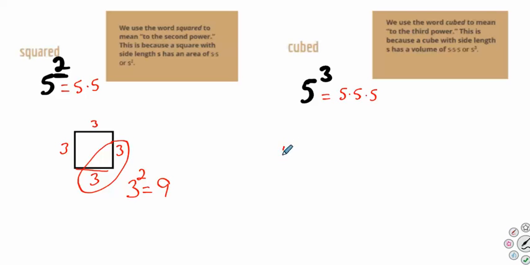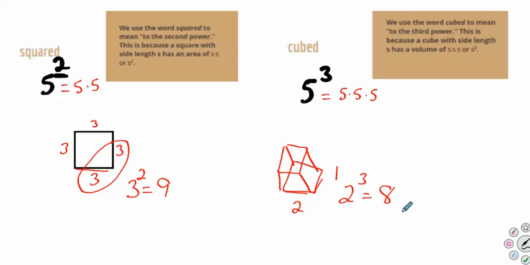Now, if I had a cube, let's see if I can draw it. If I have a cube, whoa, look at that beautiful cube, okay? Let's say I tell you the length of this cube is 2. So if I were going to find the volume of this cube, it would be 2 to the third power, because that is 2 by 2 by 2. So that would be 8.